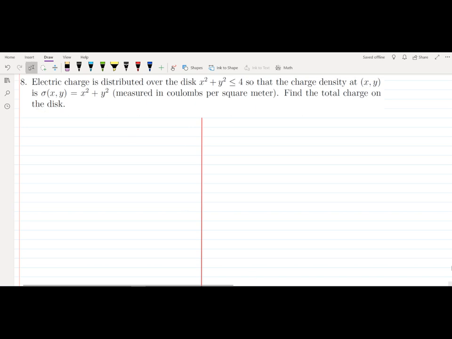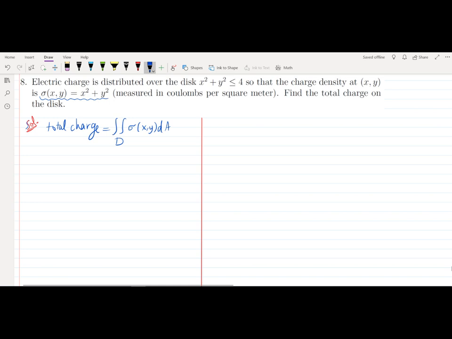First of all, if you remember from the previous tutorial, we talked that the total charge can be evaluated from a double integral. And why double integral? Since the function given in the problem is a 2D function, not a 3D function. So it is 2D that includes only x and y, not z. It will be sigma of x and y dA over a certain region D.